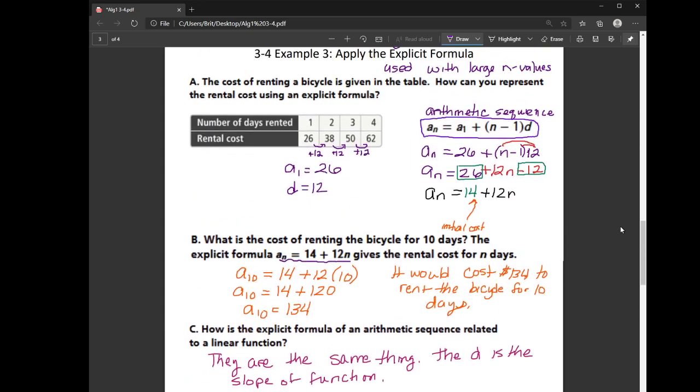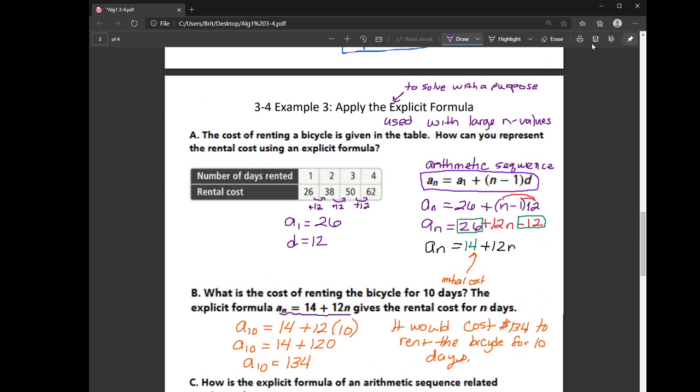So there we have it. So that is how to use an explicit formula in Algebra 1.